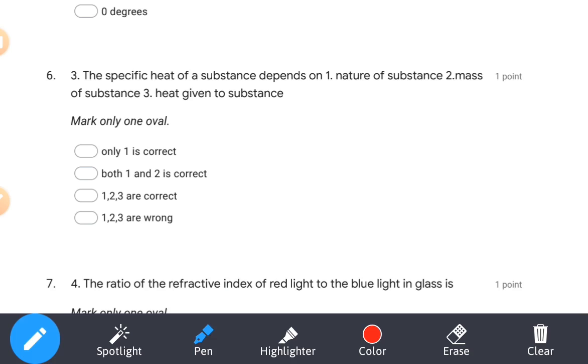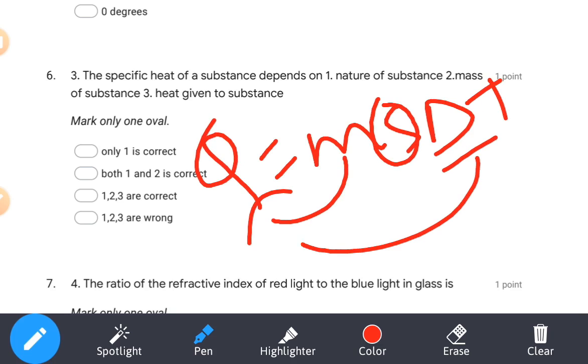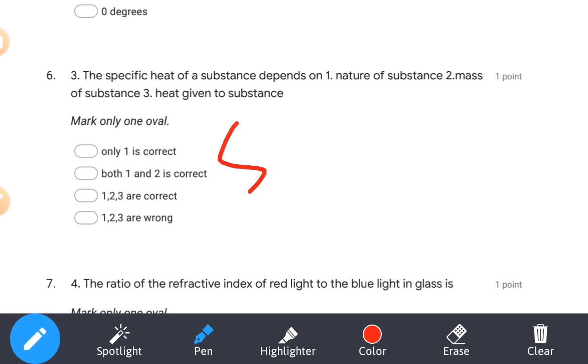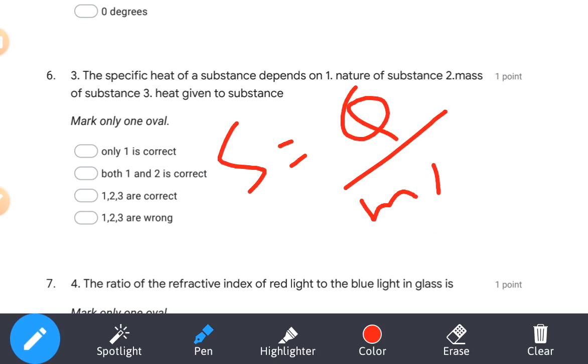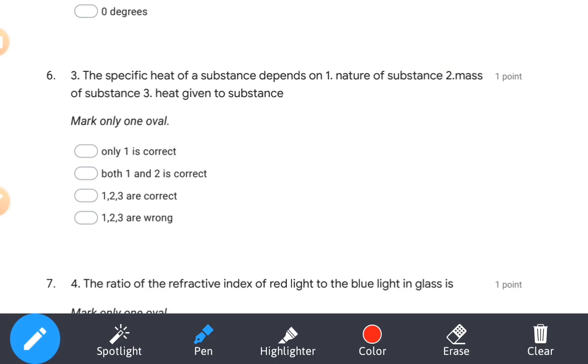The specific heat of a substance depends on nature of the substance, mass of the substance, heat given to substance. What is the relation between specific heat and heat? Q is equal to m s delta T. Here s means specific heat. So you bring this m and the delta T factor to the left side, it becomes division. So s is equal to Q by m delta T. So specific heat depends on heat, mass, and temperature. All three are correct, so option number 3 is our answer. 1, 2, 3 are correct.